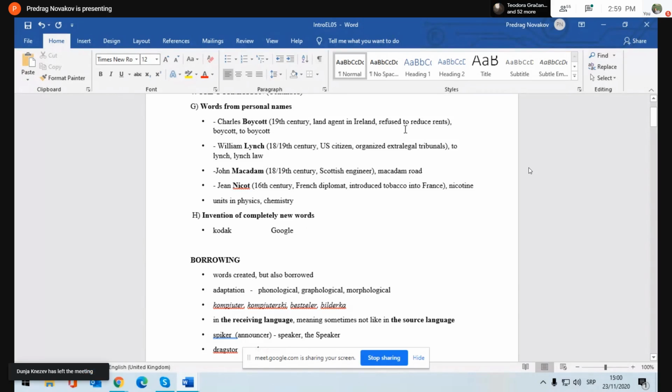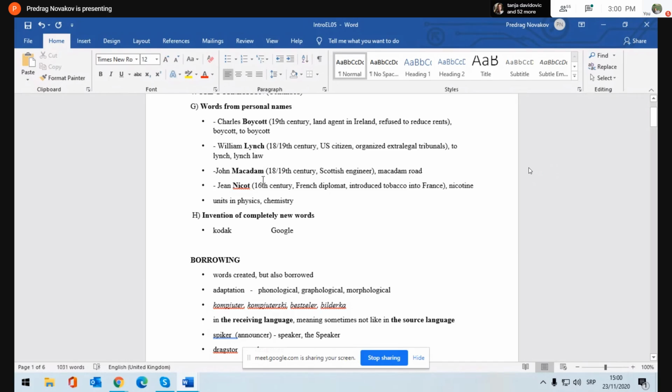And there is a short story about why this family name was created into a common noun. William Lynch, 18th, 19th century, US, organized extra legal tribunals, you know, probably from different movies about the American West. So we have to lynch and lynch law. We have the same word, lynchology, okay? But let me just remind you, this is not related to David Lynch. There is a film director, David Lynch. This is William Lynch, okay?